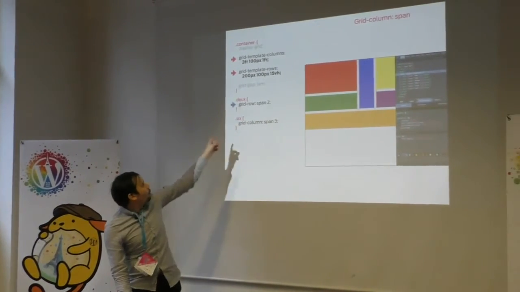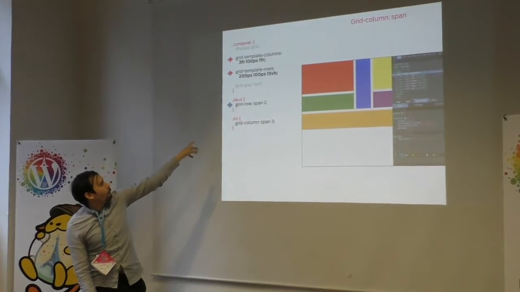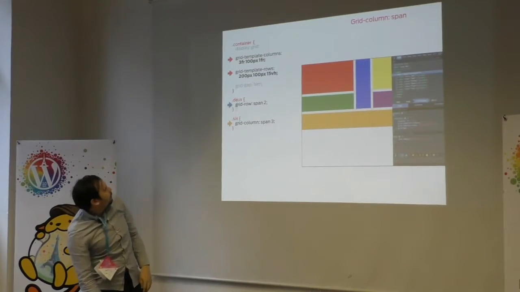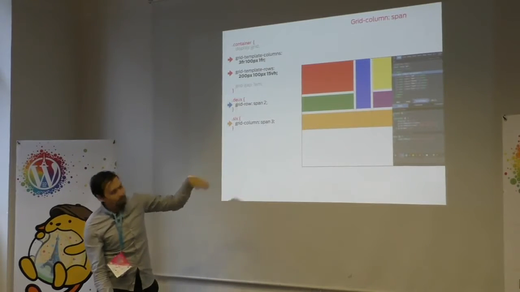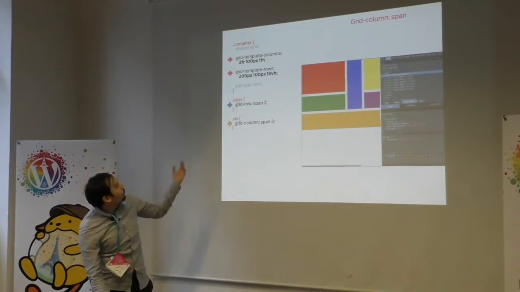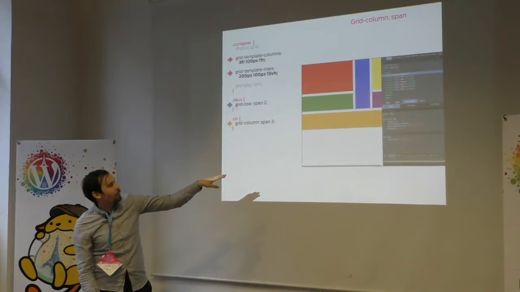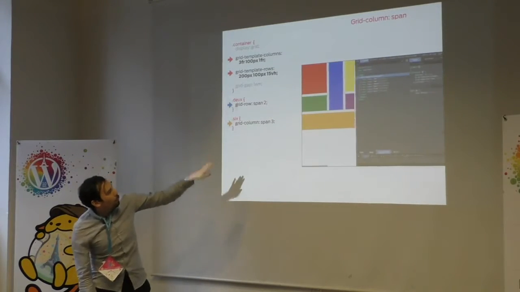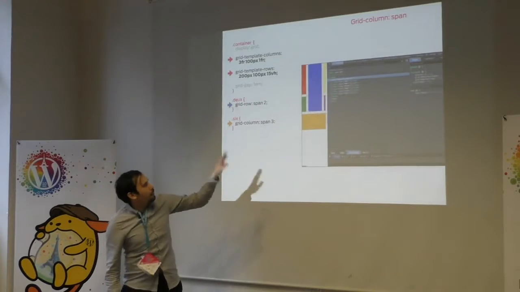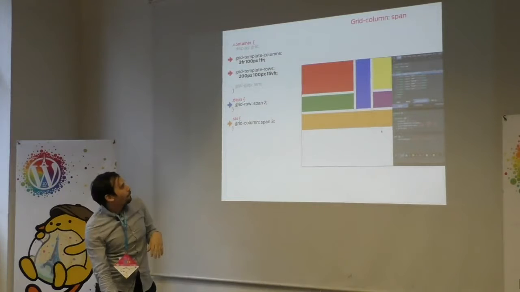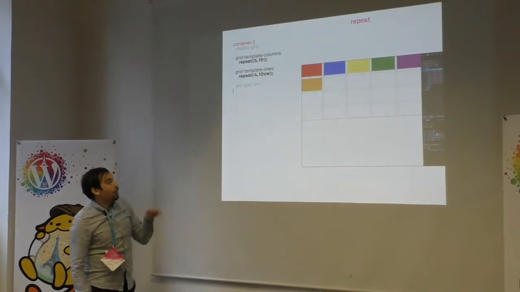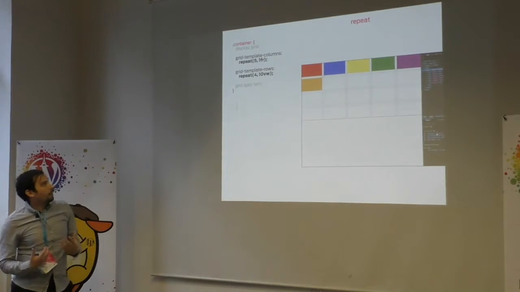And then I just go and say, for my blue column, just span 2 rows. And my orange, just span 3 columns. And that's it. It just spans, and it does all of the work for you. With just 5 lines of code, I built a layout that has fluid columns and static columns and fluid rows and static rows. It works like magic.